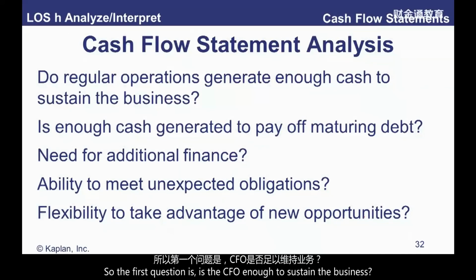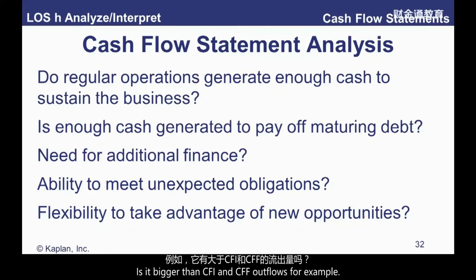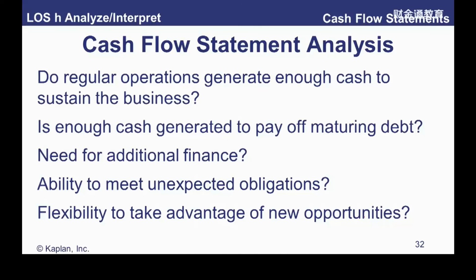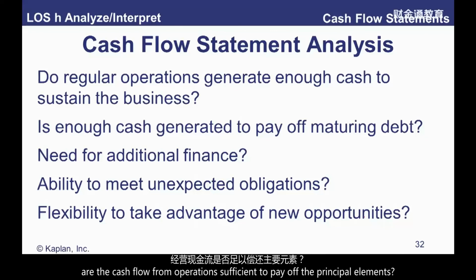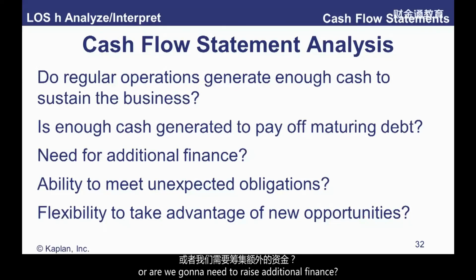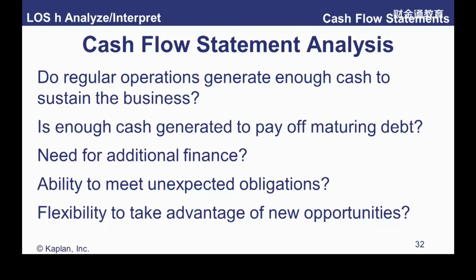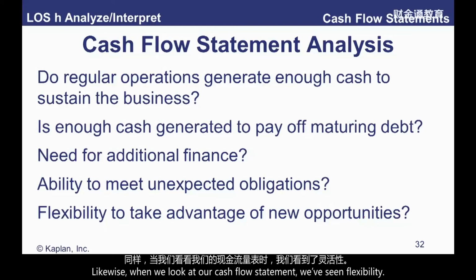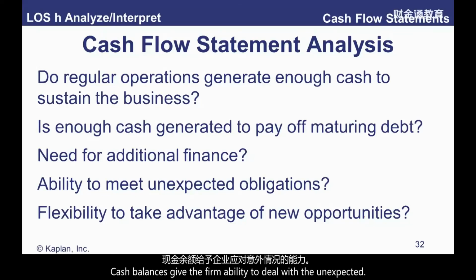So the first question is, is the CFO enough to sustain the business? Is it bigger than CFI and CFF outflows, for example? So that's the next question. If you've got debt that's maturing, are the cash flows from operations sufficient to pay off those principal elements, or are we going to need to raise additional finance? Likewise, when we look at the cash flow statement, we're seeing flexibility. Cash balances give the firm the ability to deal with the unexpected. Unexpected in terms of downturns, of course, but also unexpected in terms of investment opportunities.